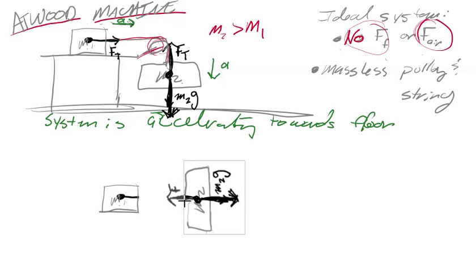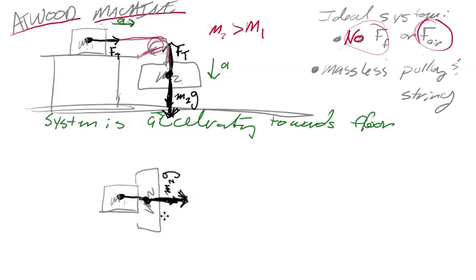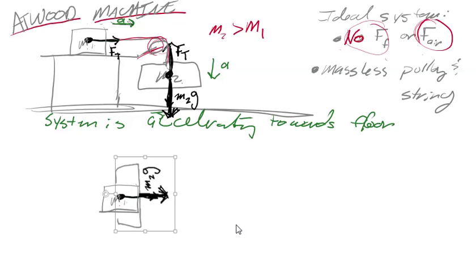Because the forces of tension are just the same thing, they're canceling each other out when we look at what's happening to the system. Remember, the whole system is accelerating towards the floor. So now I'll just put these two on top of each other. And hey, look at that. What force is moving the system? Oh, it's the weight of 2.